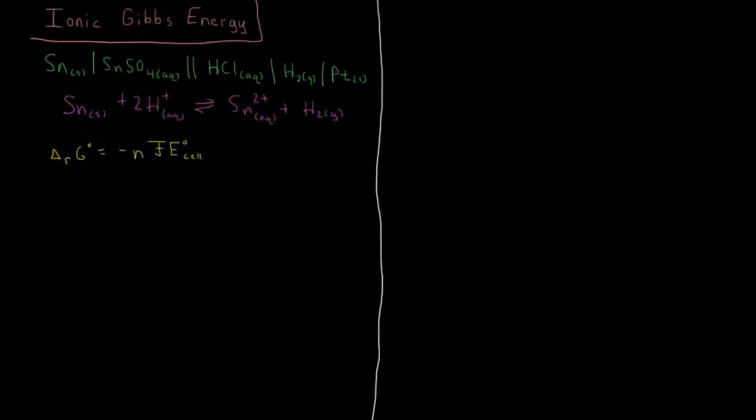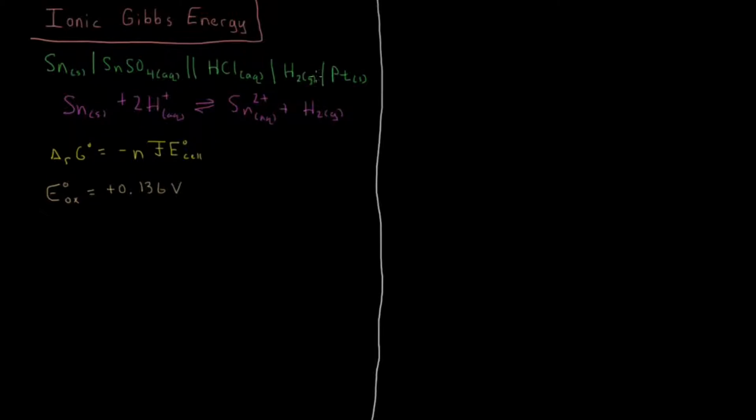Okay, so we know the standard reduction potentials of each of these parts of our cell. E naught for the oxidation of tin to form tin 2+: its standard reduction potential is minus 0.136 volts, so its oxidation potential is going to be plus 0.136 volts. Oxidation is just the opposite of reduction in terms of the value of the EMF.